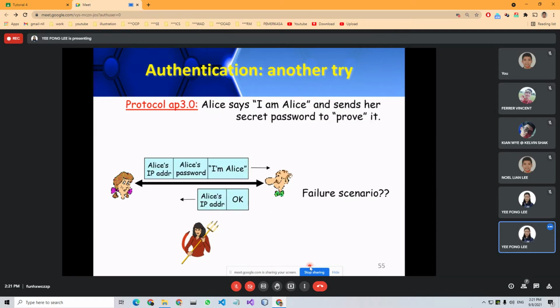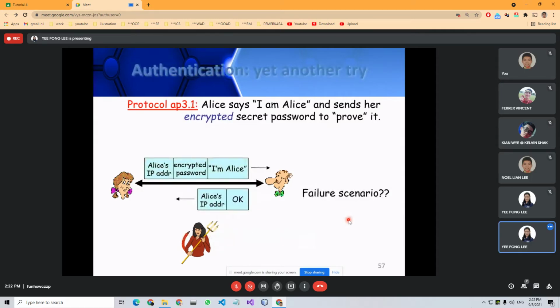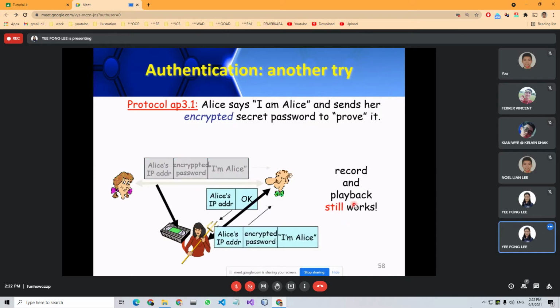Next one. Alice says I'm Alice and sends the secret password to prove it. Playback attack. Playback means a retransmission of the content. So Trudy records Alice's packet and then later sends it back to Bob. Alice says I'm Alice and sends the encrypted secret password to prove it. Will it fail? Record and playback still works. So it is not so secure.